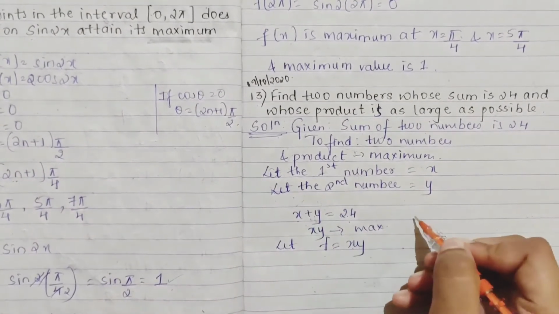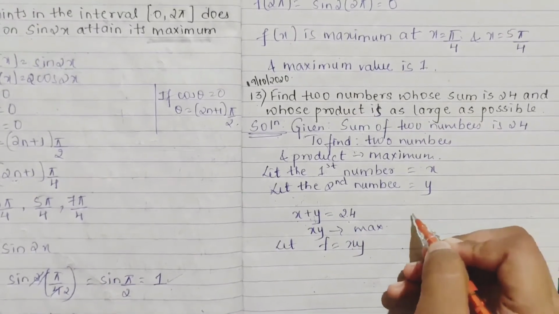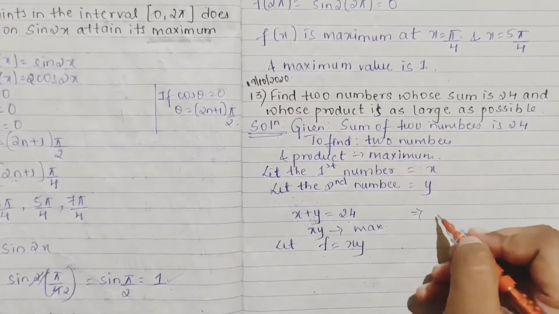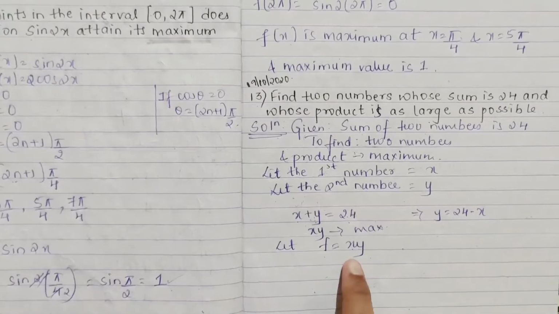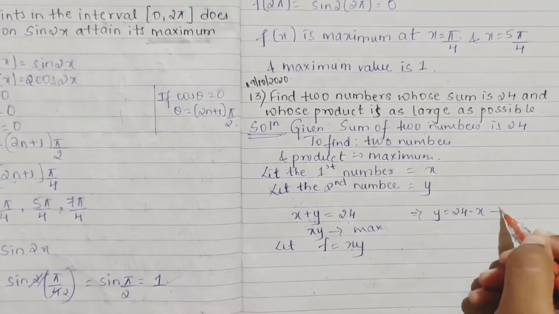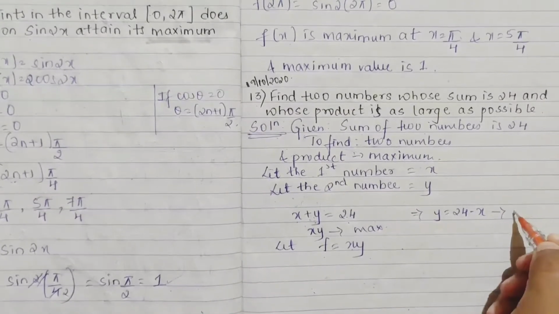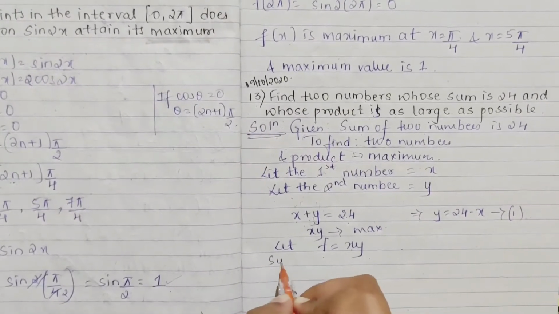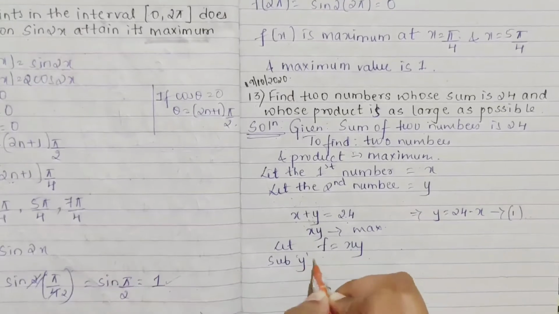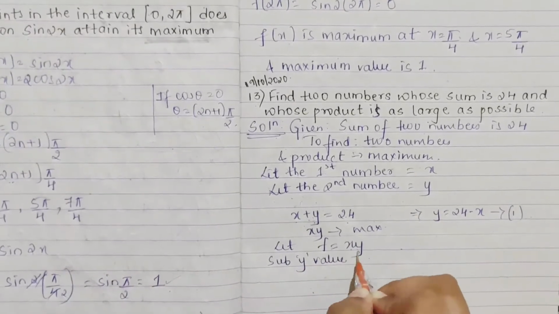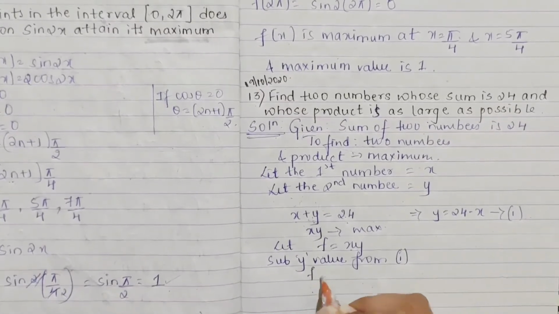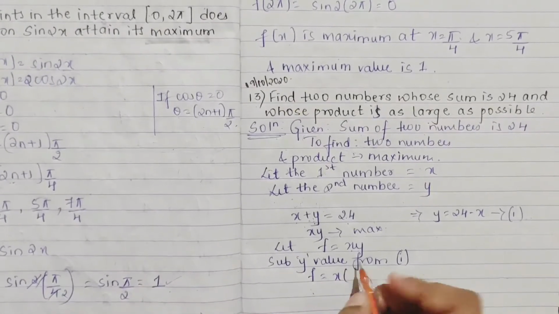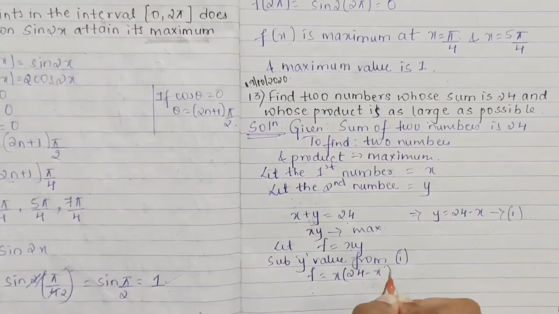So from here I will take y value, y as 24 minus x. This I'll substitute here. I'll call this 1. Substituting the y value from 1, I'll get f is equal to x times 24 minus x.